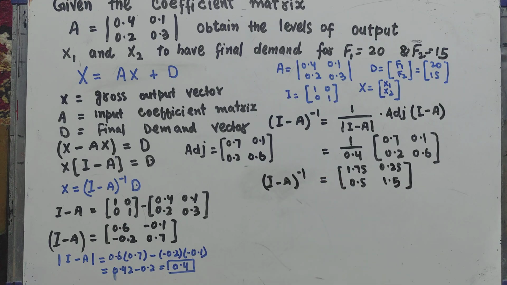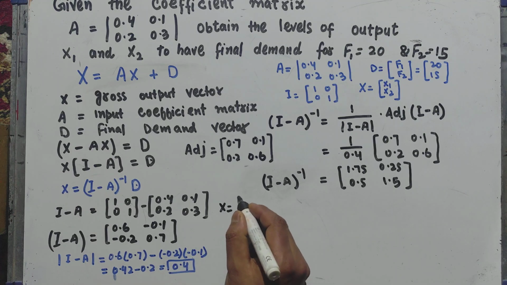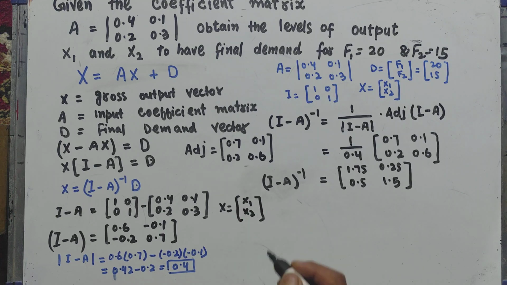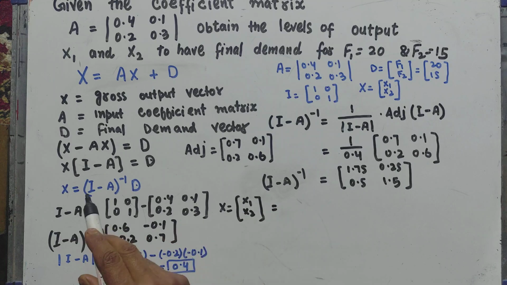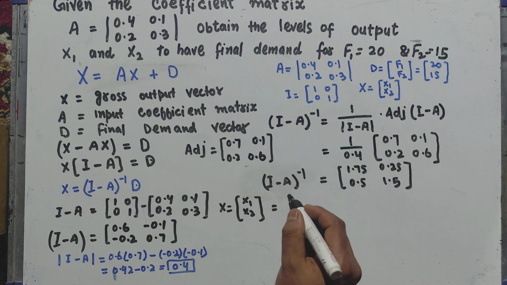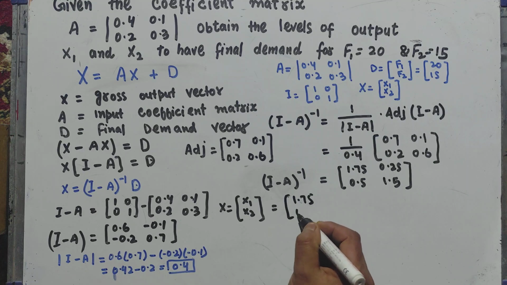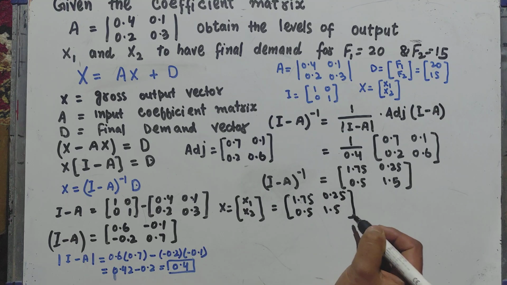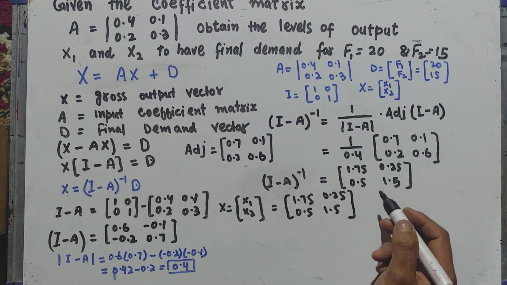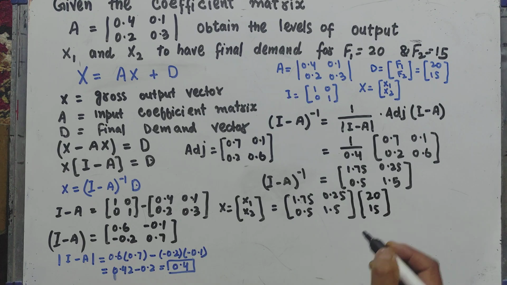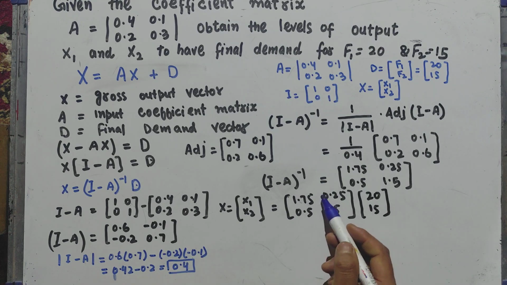Now since we need to find x here, and we know that x equals x1, x2, our gross output vector, it will be equal to I minus A inverse, which is this matrix: 1.75, 0.5, 0.25 and 1.5. To this we multiply the final demand vector, which is F1 and F2, that is 20 and 15. Now we need to multiply this matrix with this.